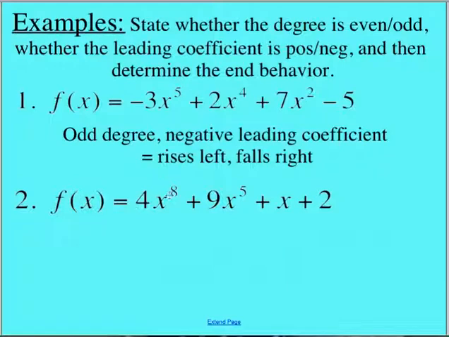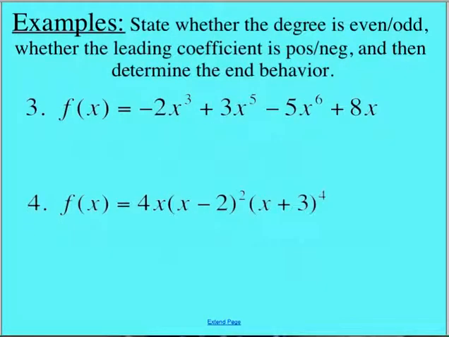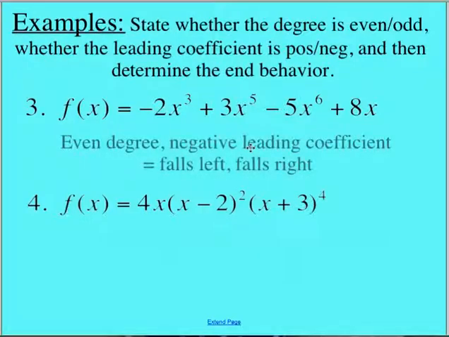In number 2, my degree is 8, so it's an even degree. The leading coefficient 4 is positive, and so if it's even and positive, it's going to rise left and rise right. My third example, now you'll notice it's not written in standard form, so you have to be careful here. My degree is the largest exponent, so it's a 6th degree, meaning it's going to be even. My leading coefficient is -5, so it's a negative leading coefficient. So when you have an even degree and a negative leading coefficient, it's going to fall left and fall right.